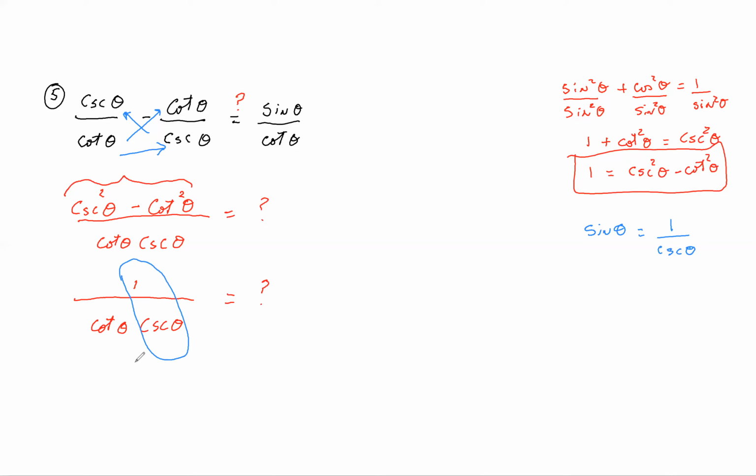Now we know at the top we got sine of the angle, and at the bottom we got cotangent, which is equal to this part. We say it's true. We prove that the left side is equal to the right side.